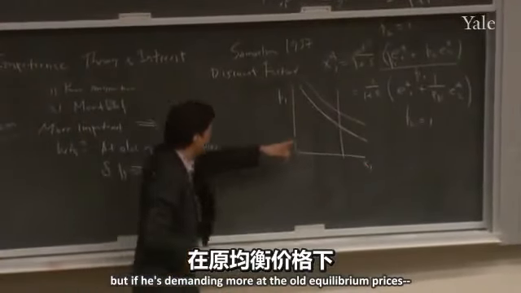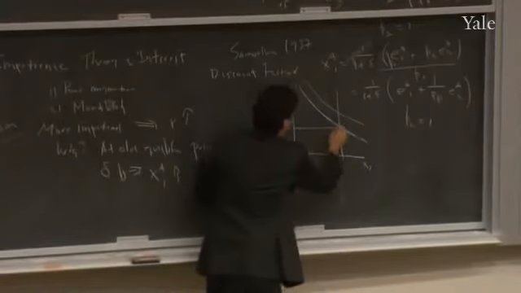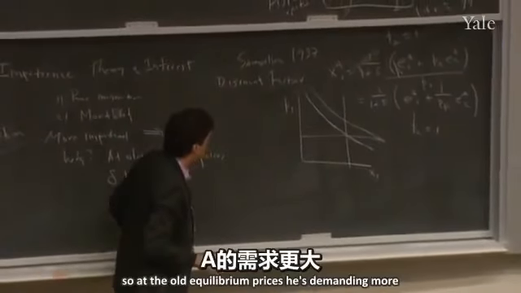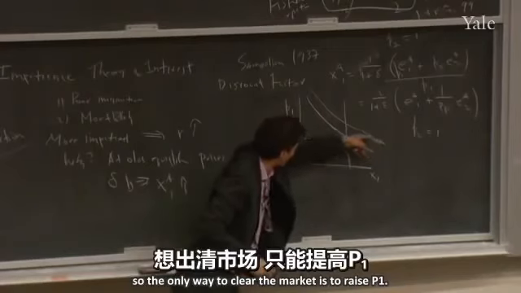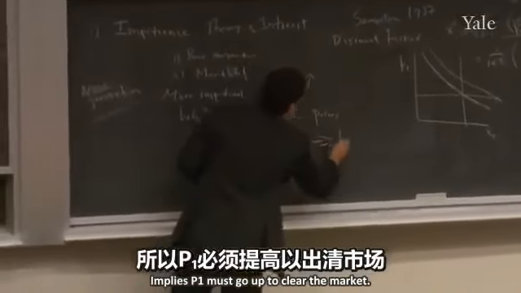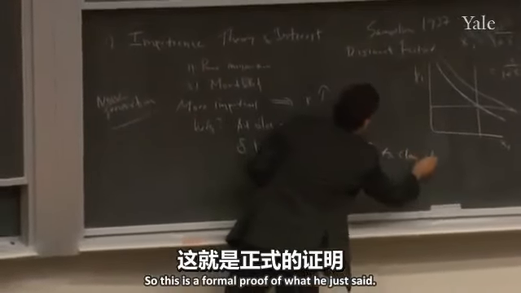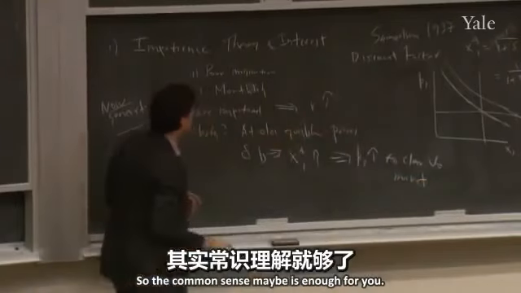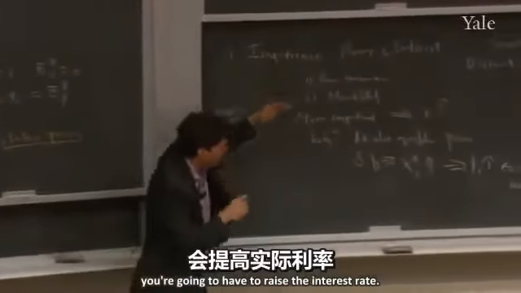But if he's demanding more at the old equilibrium prices, the only way to clear the market is to raise P1. P1 must go up to clear the market. So this is a formal proof of what he just said. The common sense maybe is enough for you: if you care less about the future, to get anybody to save, you're going to have to raise the interest rate.